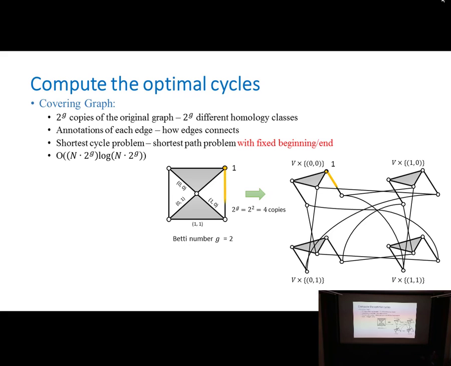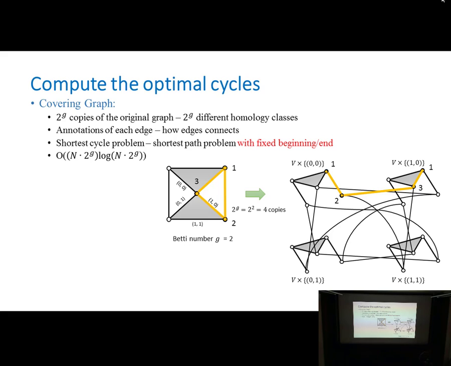Now, the problem of shortest cycle is exactly reduced into a shortest path problem in this covering graph. In particular, I take any vertex to start with, and I find the shortest path to the same vertex in another copy. In this case, 1, 0. I will find the shortest cycle within the homology class of 1, 0, starting with 1. Sorry. And in the original algorithm, I have to start with every vertex and then do it.